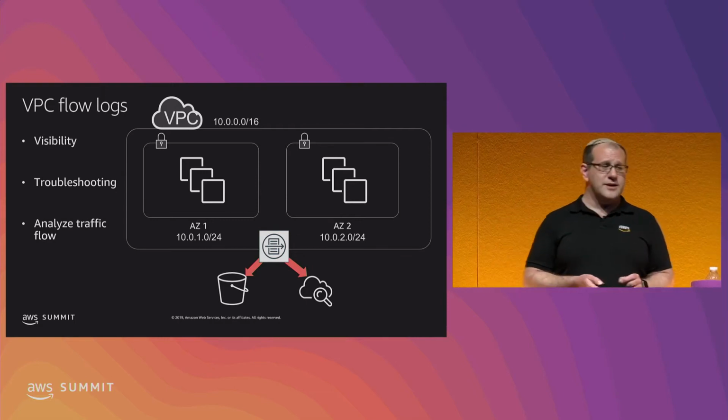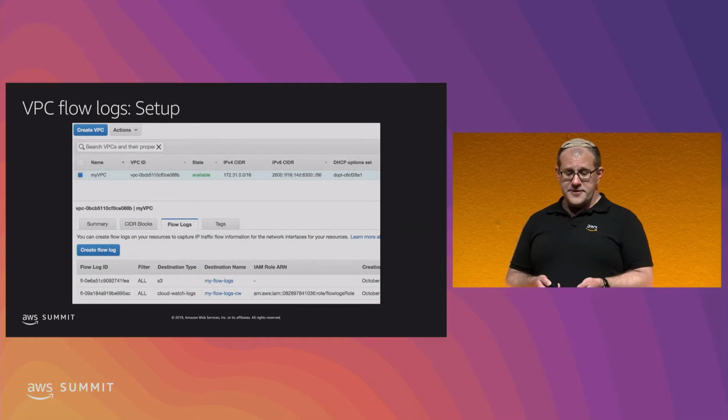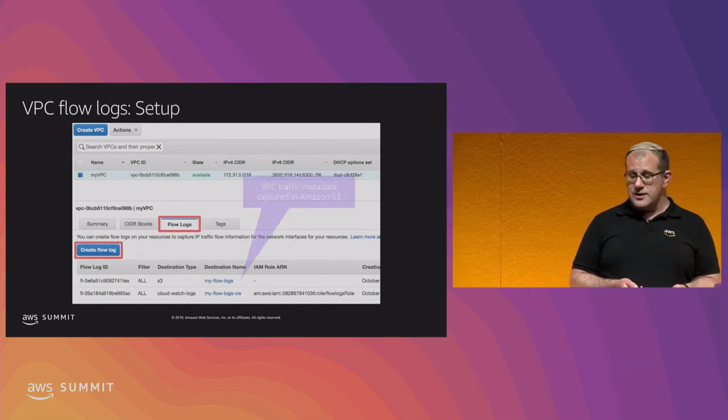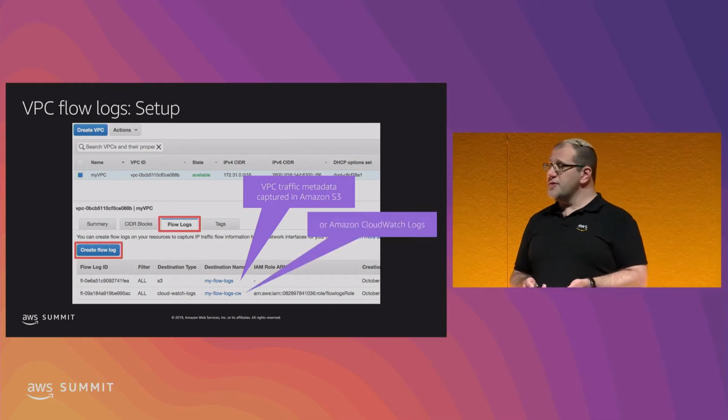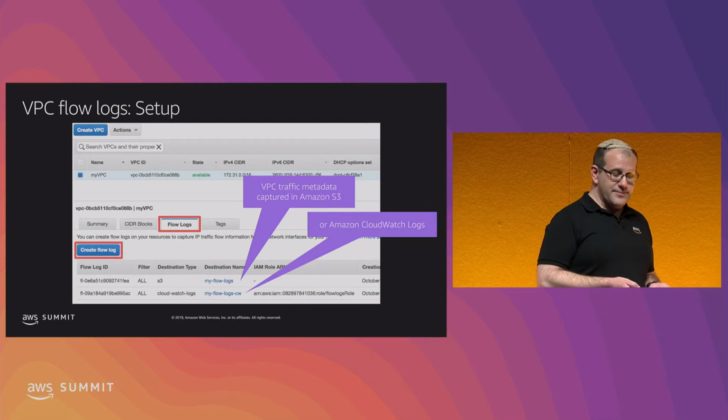But just before we look at that, let's look at how we configure them. We go to our VPC, we click on the flow logs tab, we create a flow log, and we say whether the destination is S3 or CloudWatch. It really is that simple.